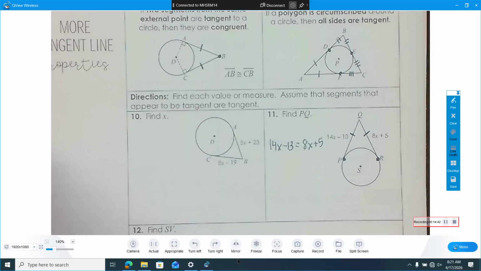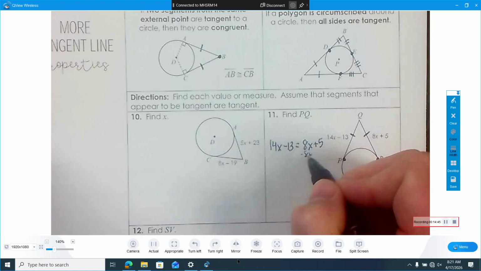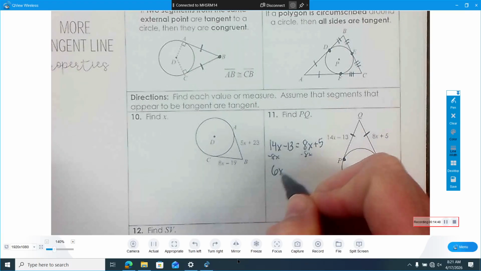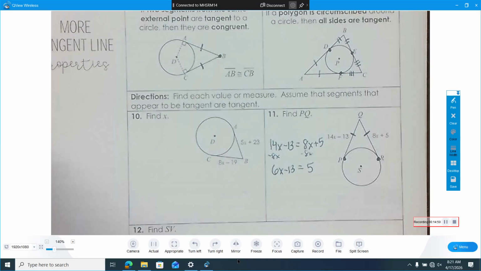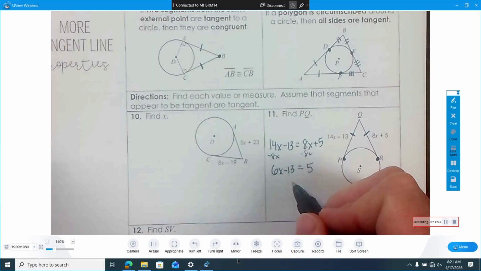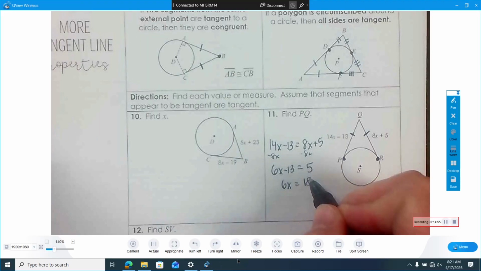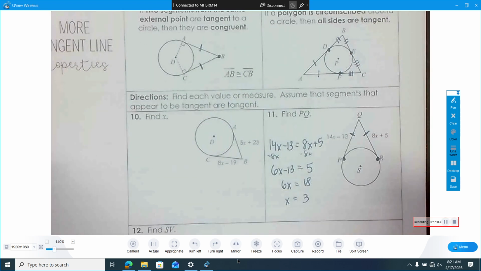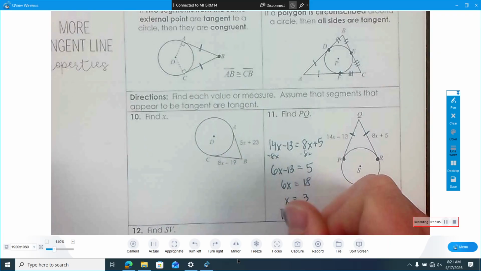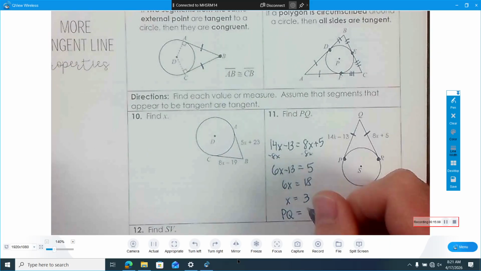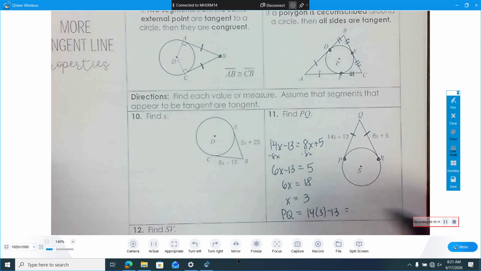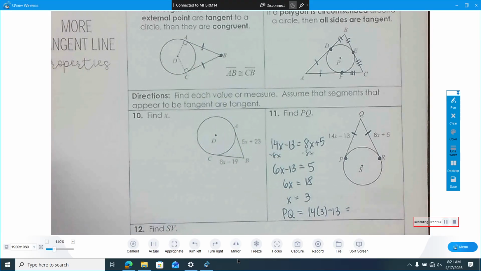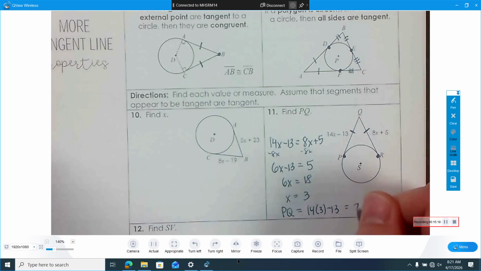I'm going to subtract 8x. That gives me 6x minus 13 equals 5. I'm going to add 13 to the right-hand side, so 5 plus 13 is 18. And divide by 6, I get x equals 3. And what do I need to do for PQ? Plug in the value. So 14 times 3 minus 13, I don't know what that is. 29.